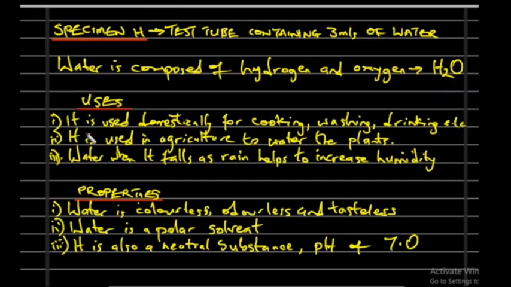In uses of water, it is used domestically for cooking, washing, drinking, etc. It can also be used in agriculture to water plants. As well, when water falls as rain, it helps to increase humidity of the environment. It increases moisture content in the atmosphere.